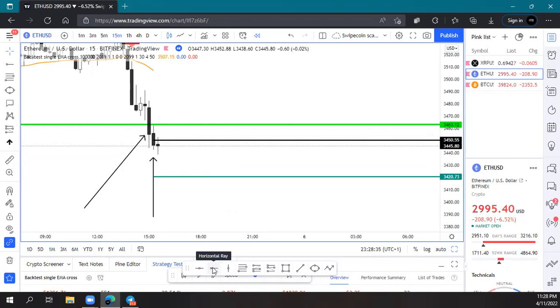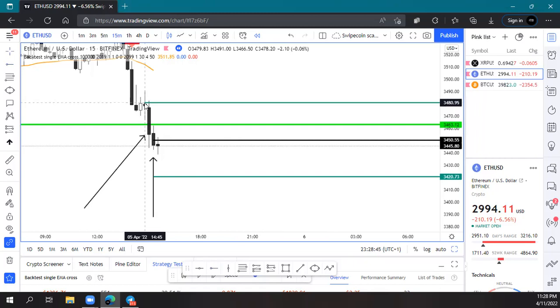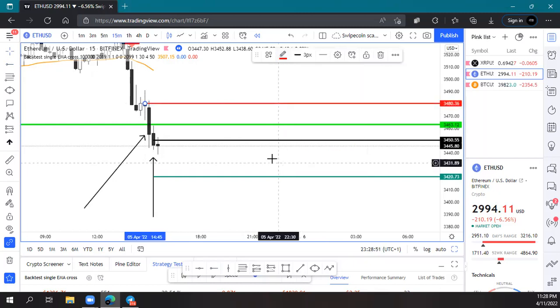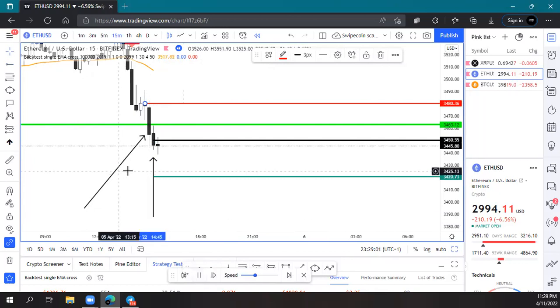Then your stop loss should be above, right? So 3450 plus 30 is 3480, right? So your stop loss should be around here, 3480, right? So I'm going to make this red to indicate stop loss, right? So let's actually see if the market sold all the way to your TP, right? So let's see what happened.